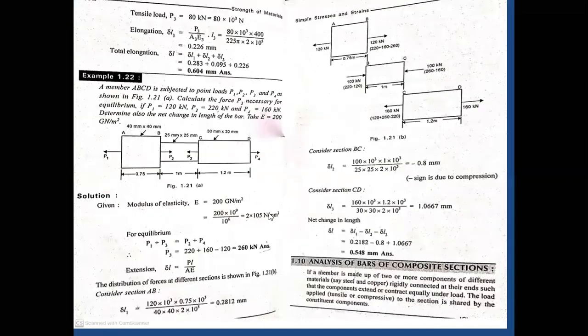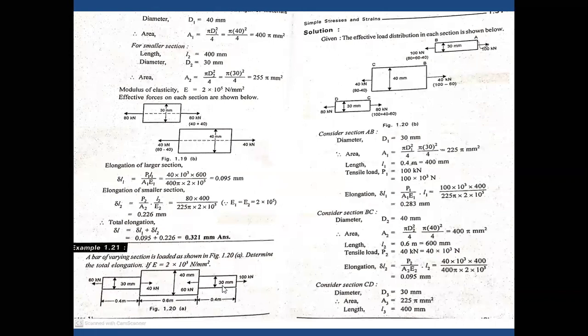The last problem is a bar of varying section loaded as shown in the figure. Determine the total elongation. Then E equals 2 into 10 to the power of 5 Newton per mm square. Okay, it has a cross section like this one.